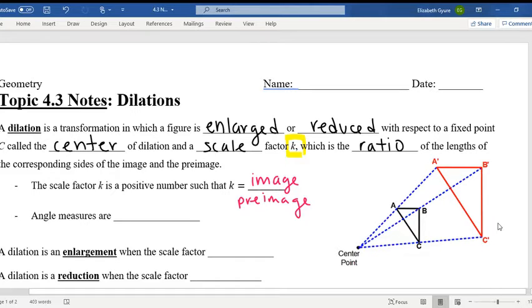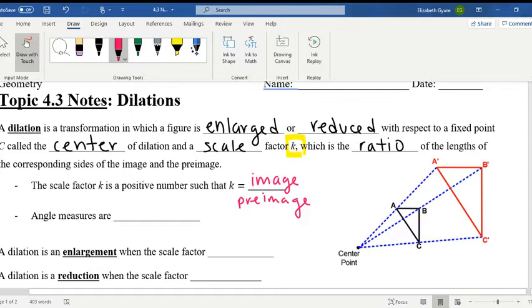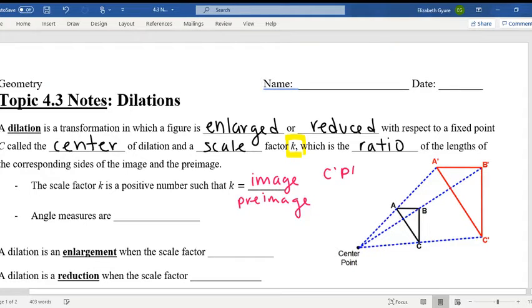So you would take a measurement from your first triangle and compare it to the measurement of your second triangle. How it's written is C prime P prime over just CP. Okay, so you would just take a prime measurement over a not prime measurement.